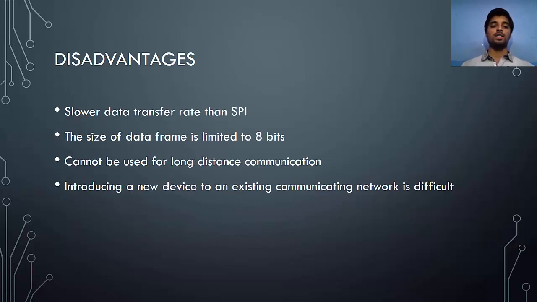Now the disadvantages are slower data transfer rate than SPI. The size of data frame is limited to 8 bits. It cannot be used for long distance communication. Introducing a new device to the existing communicating network is very difficult.